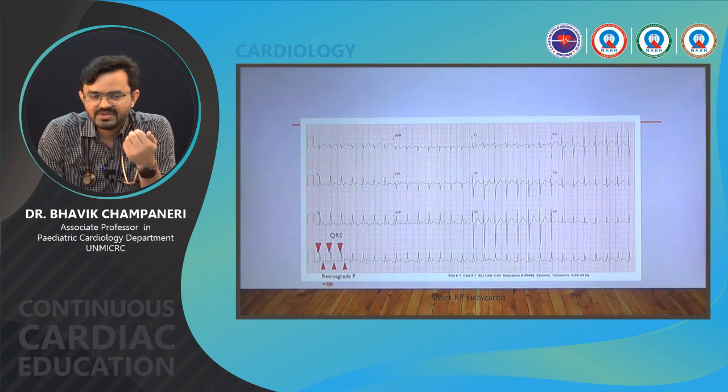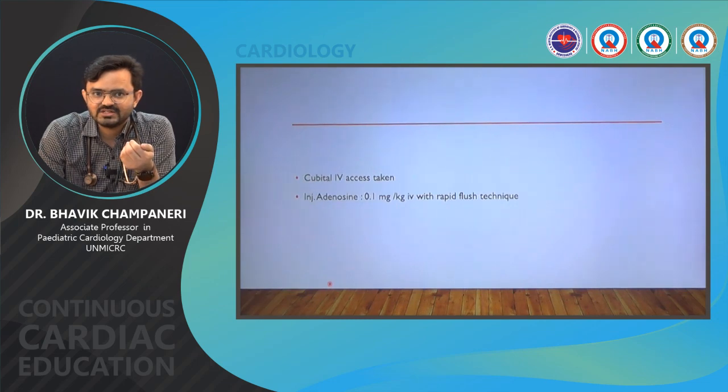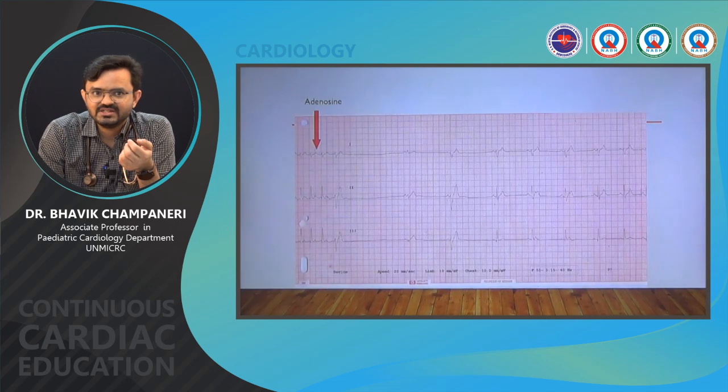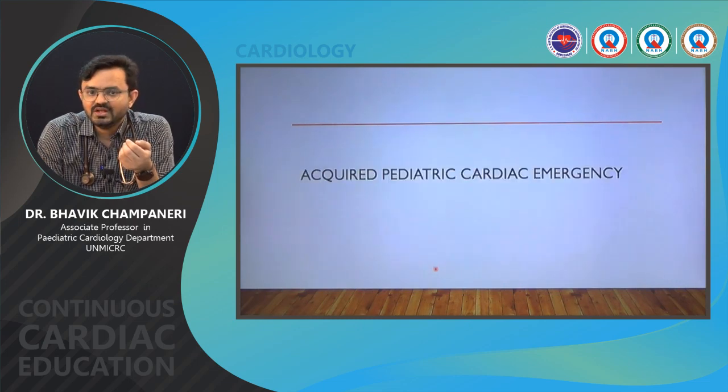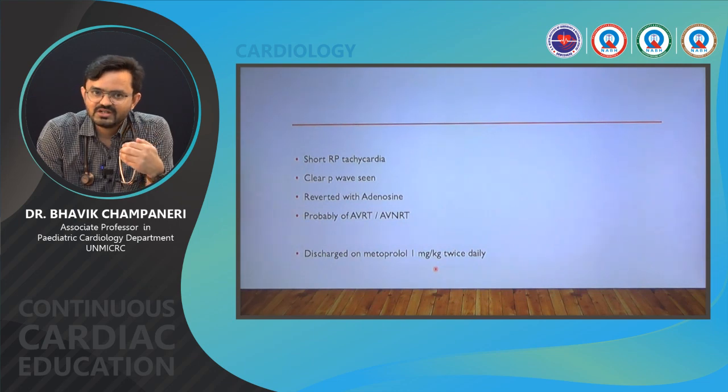So what was done? Immediately IV access was taken and adenosine at a dose of 0.1 mg per kg with rapid flush technique was given. And this is the adenosine ECG. With this dose of adenosine, tachycardia terminated and eventually it converted into a sinus rhythm. So very likely we are dealing with a case of AVRT or AVNRT. Patient was started on oral metoprolol at 1 mg per kg twice daily, and patient was discharged home. And eventually patient will undergo radiofrequency ablation with EP study.